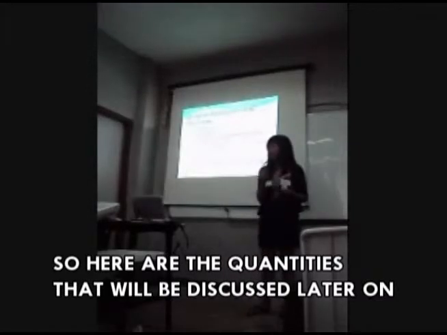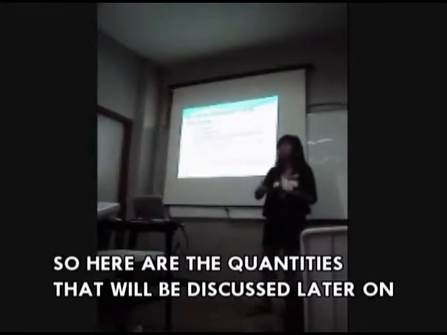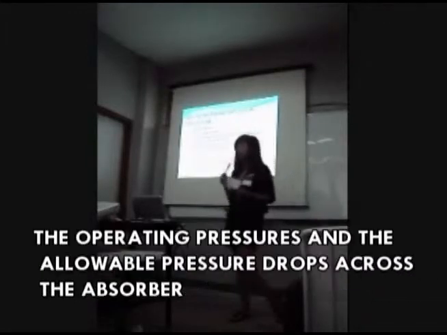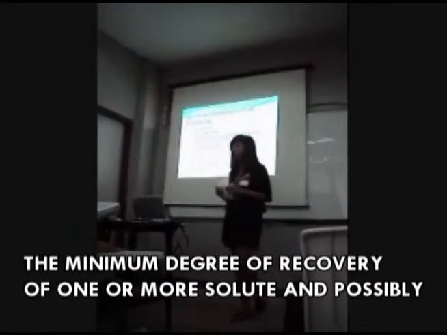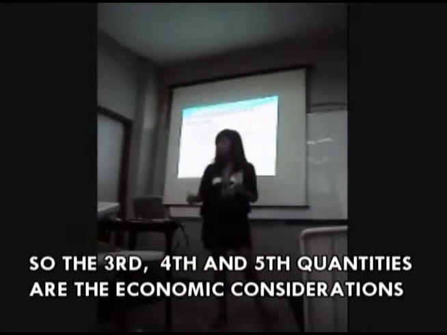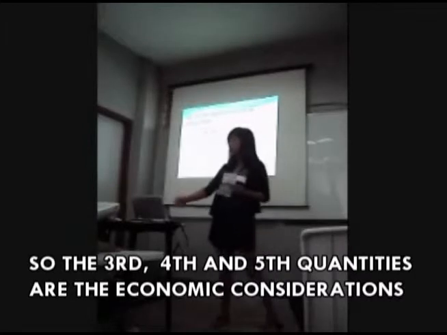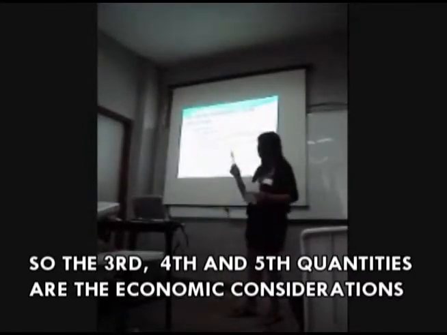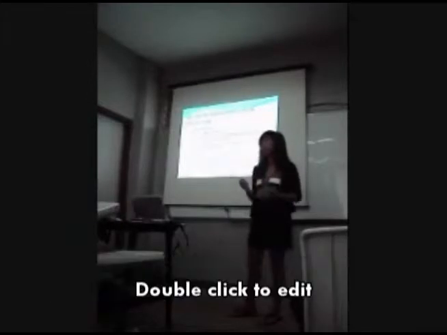So here are the quantities that we will be discussing later on. The gas flow rate, the gas composition, the operating pressure, and the allowable pressure drop of the absorber, the minimum degree of recovery of one or more solutes, and possibly the solvent. So the third, fourth, and fifth quantities are economic considerations.